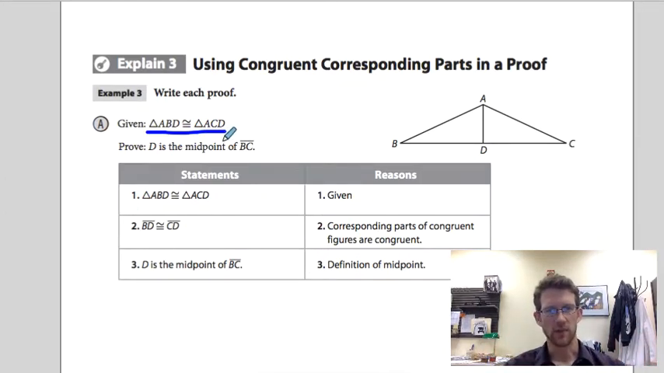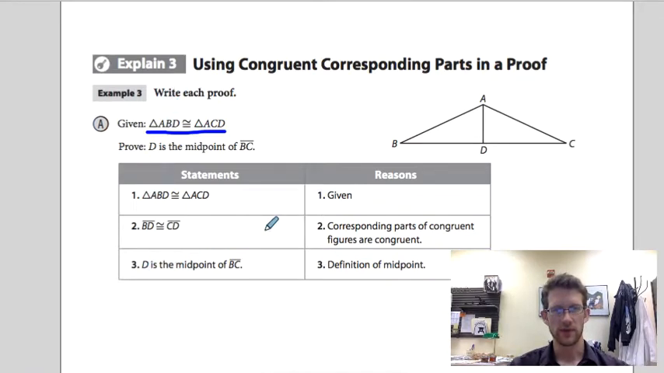And we have to come up with this. This is, quote-unquote, the answer that we have to prove. And the thing we have to prove is that point D is the midpoint of segment BC. So we have segment BC here, and that's the thing we have to prove.